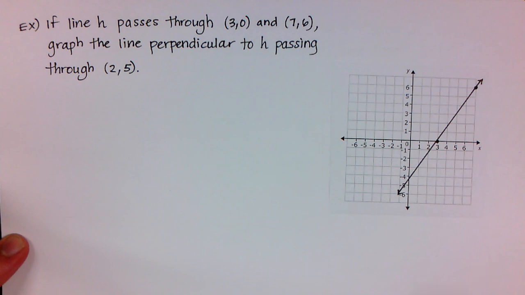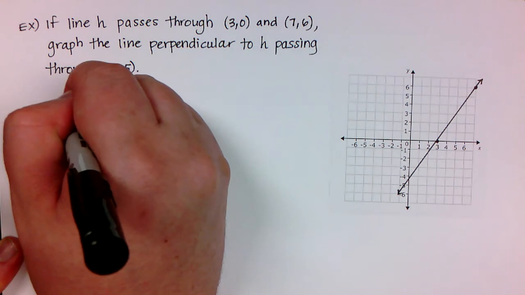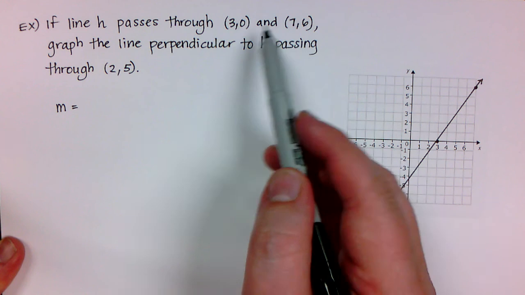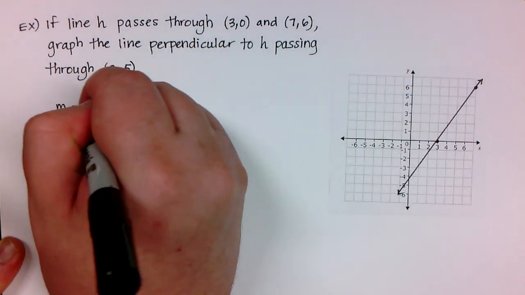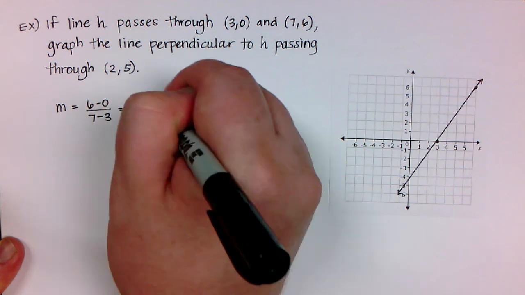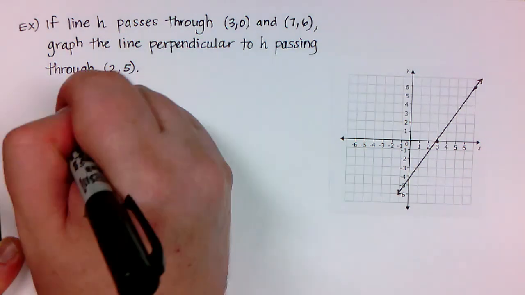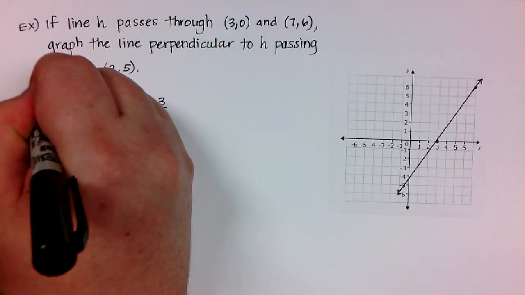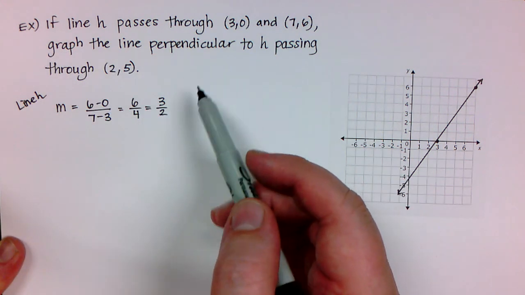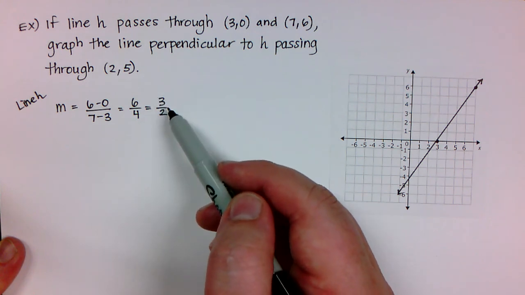Okay. After that, we need to find the slope of this line. So the slope of line H is going to be the change in the y's over the change in the x's. So 6 minus 0 over 7 minus 3. And I get 6 over 4, which is the same as 3/2 when I simplify it. So I found out what the slope is of line H. If I'm going to find the slope of a line perpendicular to H, I need to find what number, when I multiply it times 3/2, is going to give me -1.